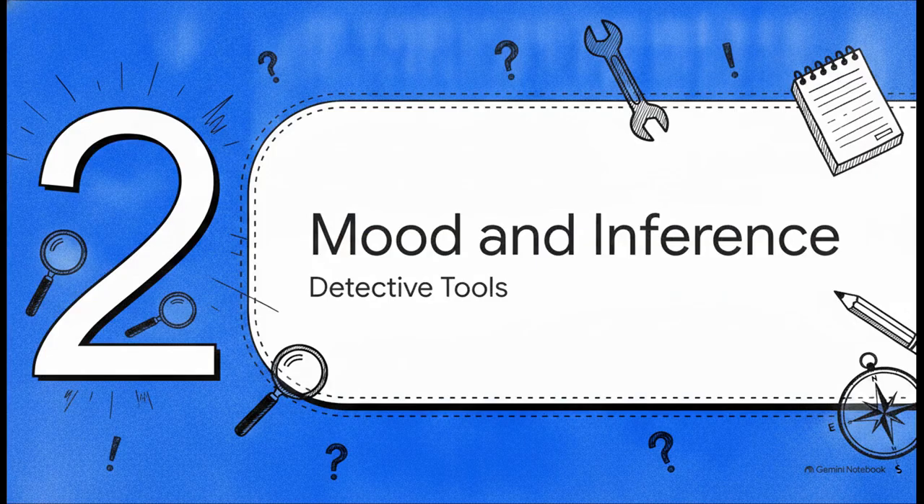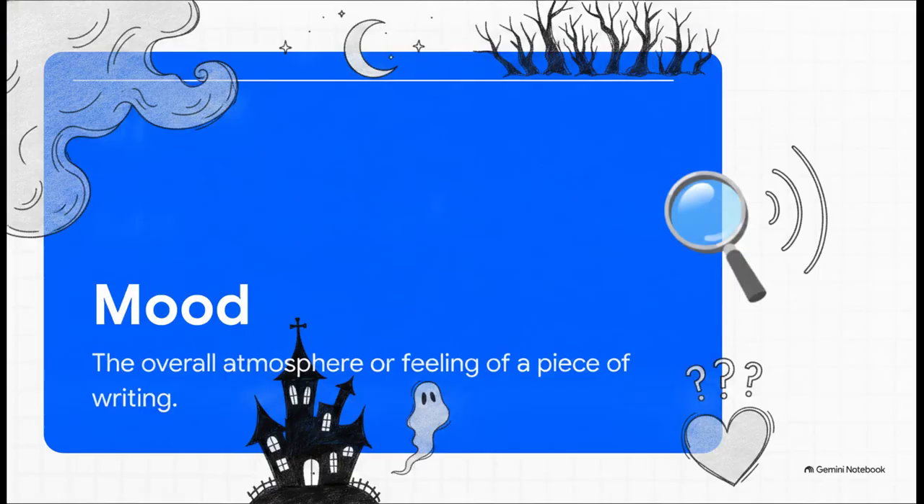Section 2. Defining mood and inference, the tools of a literary detective. Before we can analyze a text like true detectives, we really need to clearly define our terminology. Let's kick things off with mood. Basically, mood is the overall atmosphere or feeling of a piece of writing. It's that emotional landscape the author paints for you, the reader.